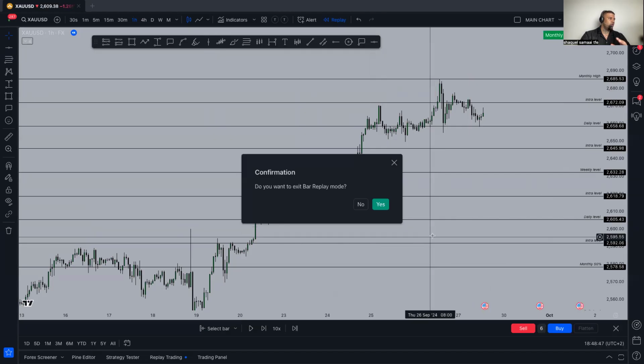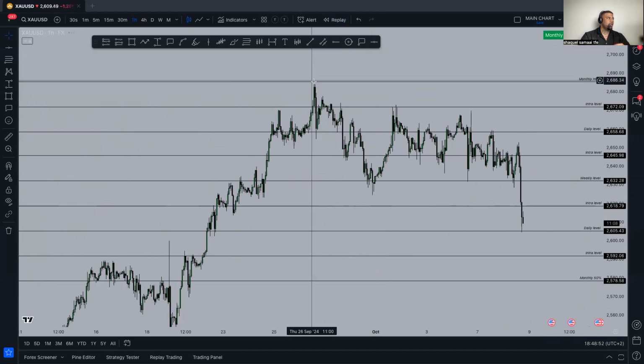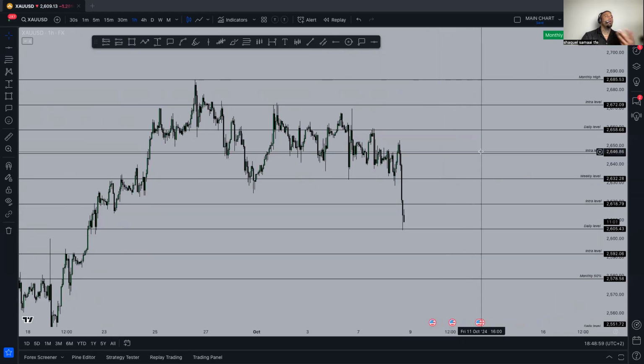No, this is not the live market. Sorry. This is the market right now. You can see the market is trending kind of down, and therefore the only thing you want to be looking for is sells off these levels until the trend actually changes and goes up.